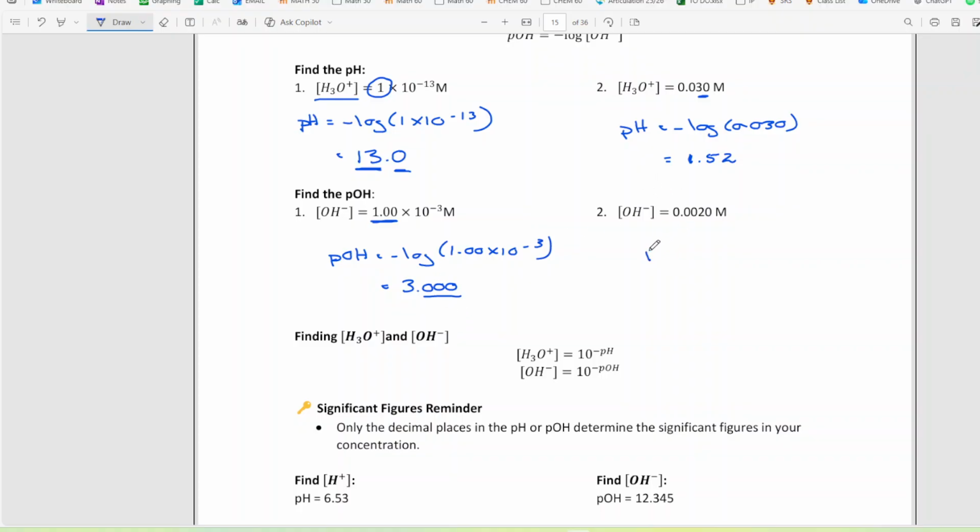Okay, this next one. So this one is going to be very basic. So I'm going to find pOH by doing negative log of 0.0020. Okay, negative log 0.002 is going to give me a pOH of 2 point. Now, 2 sig figs in my concentration, 2 decimal places. Now, since it's 6, 9, 8, I have to round the 9 up to a 10. So this is going to give me a pOH of 2.70. And it's really important that you maintain precision and sig figs.